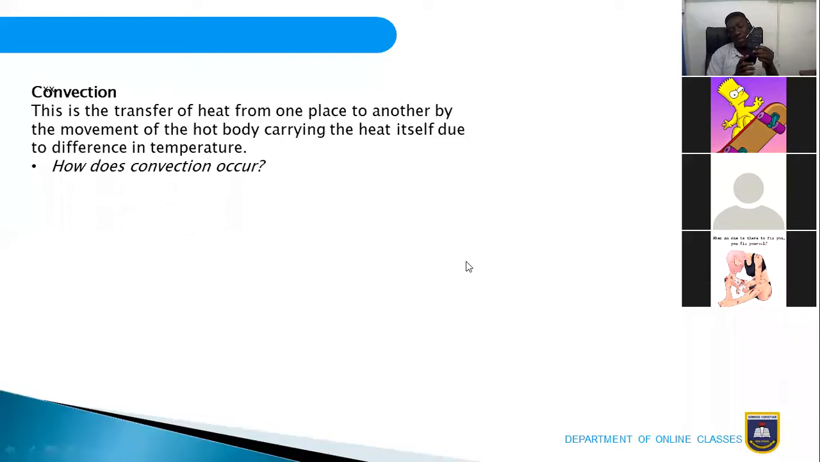So the higher dense water displaces the lower dense water, because at the bottom the bonds are being broken, so it becomes lower dense. It becomes lighter, so it moves to the top, and the higher dense moves to the bottom. So basically, that's how convection takes place. We said this is a transfer of heat from one place to another by the movement of the hot body carrying the heat itself due to the temperature difference.